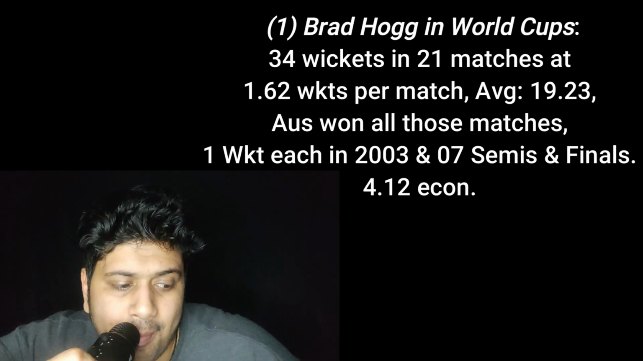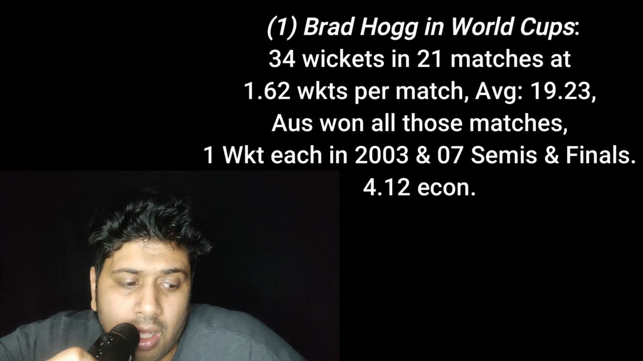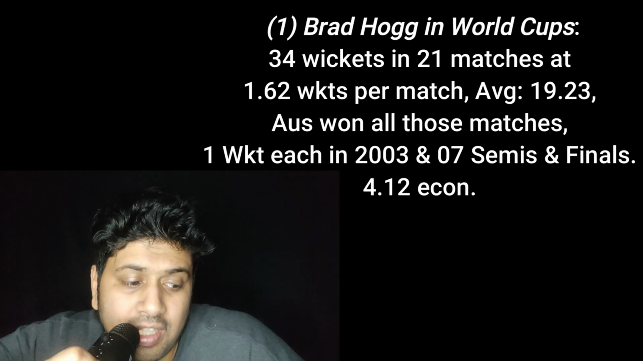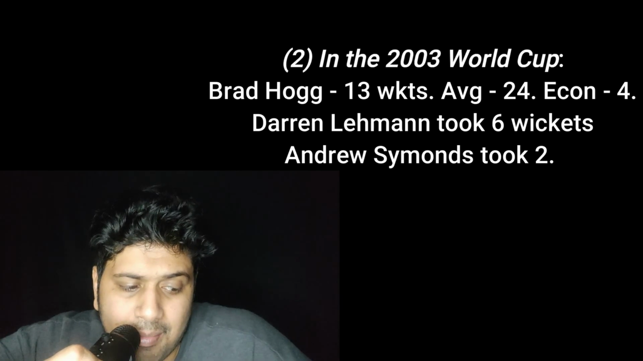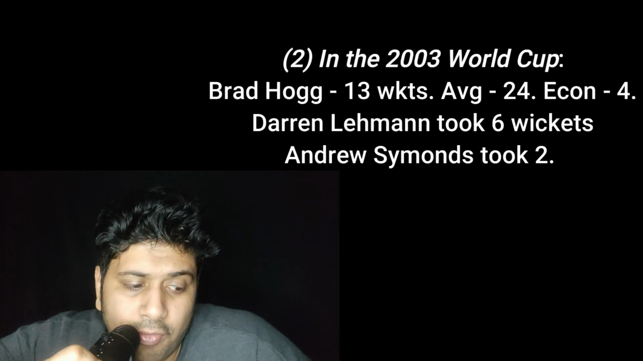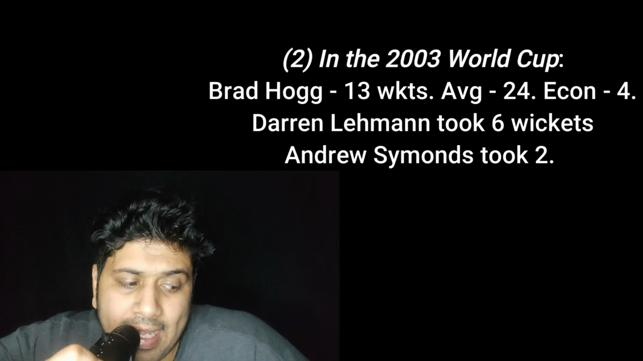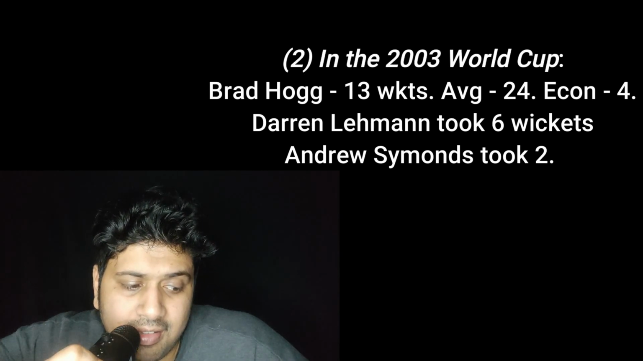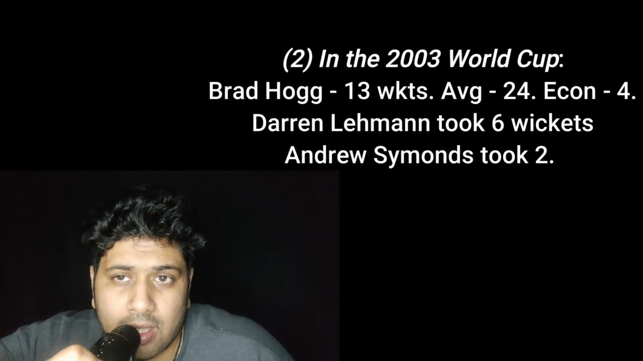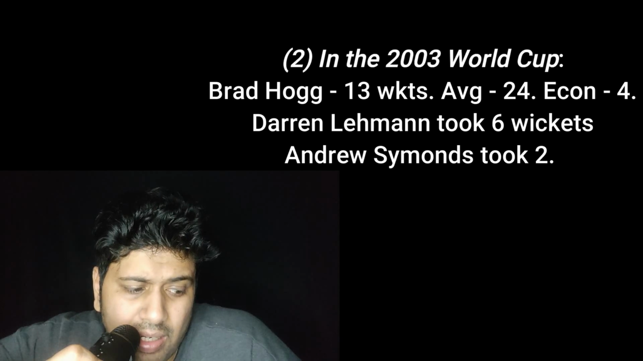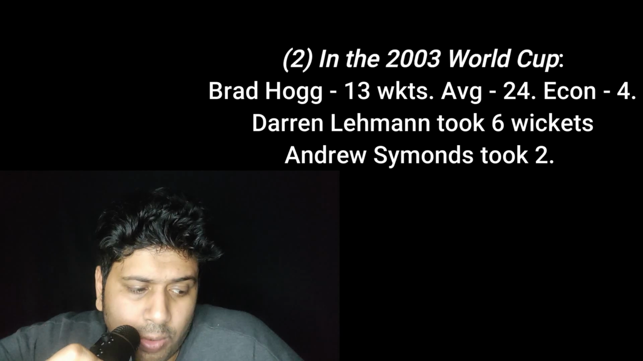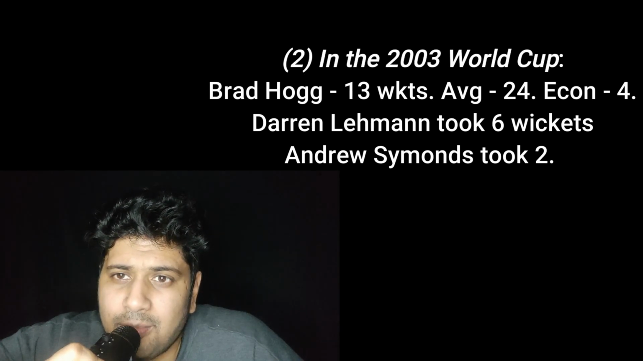A great way to analyze his impact is by looking at the wickets he took for Australia in both those World Cups and those taken by his support spinners. Now, in the 2003 World Cup, Brad Hogg took 13 wickets in 10 matches at an average of 24 and economy rate of 4. As I said, Australia won all those matches. Now, other than Brad Hogg, if we look at the performances of other spinners in that World Cup, Darren Lehmann took 6 wickets and the great late Andrew Symonds took 2. So 8 wickets for Symonds and Lehmann combined, and 13 wickets for Brad Hogg.